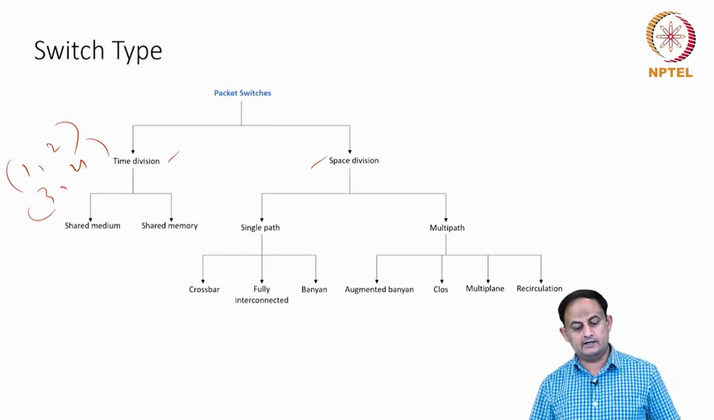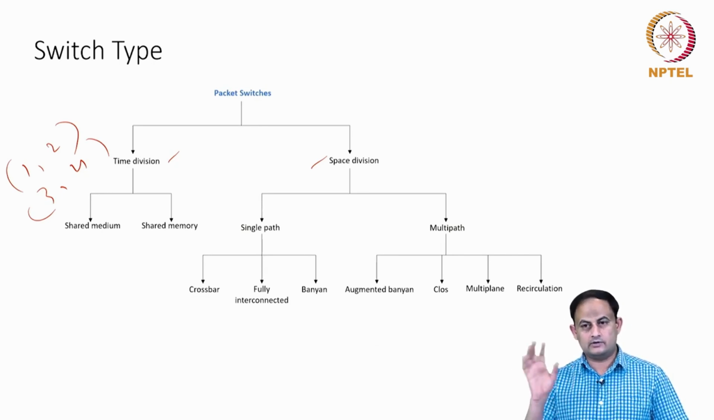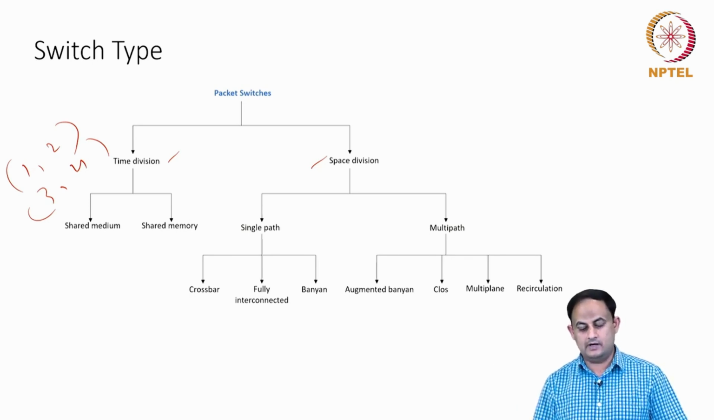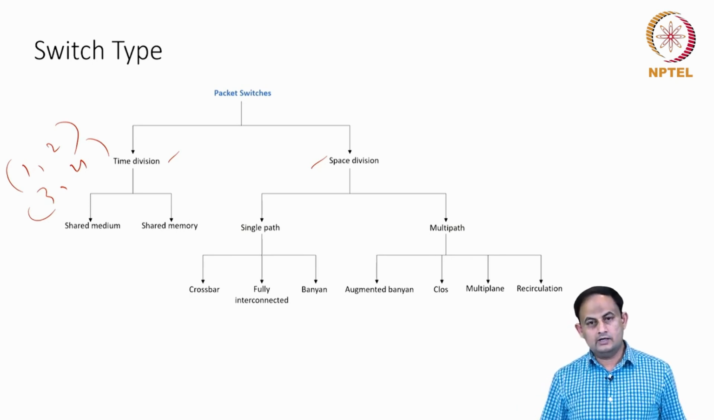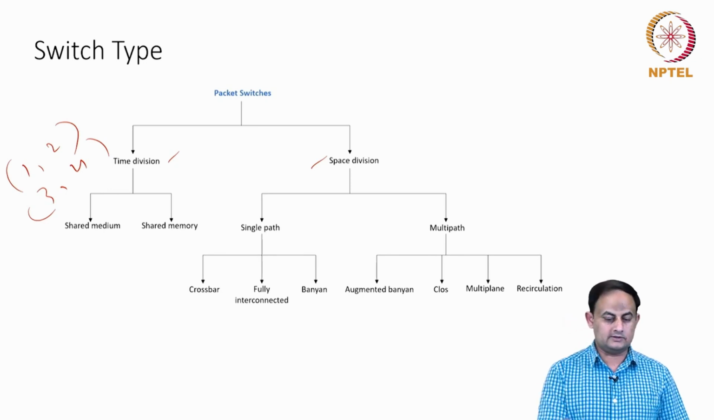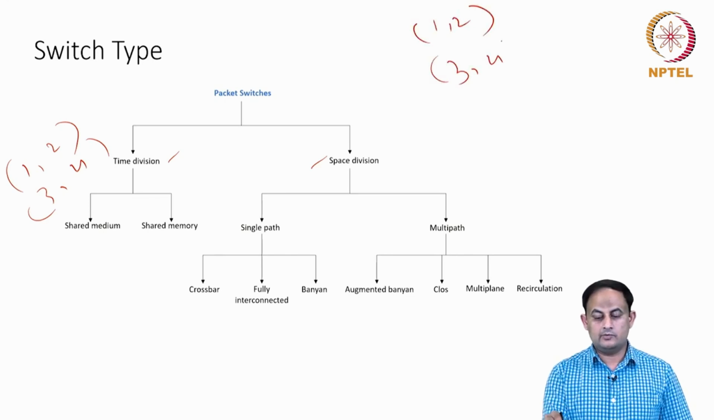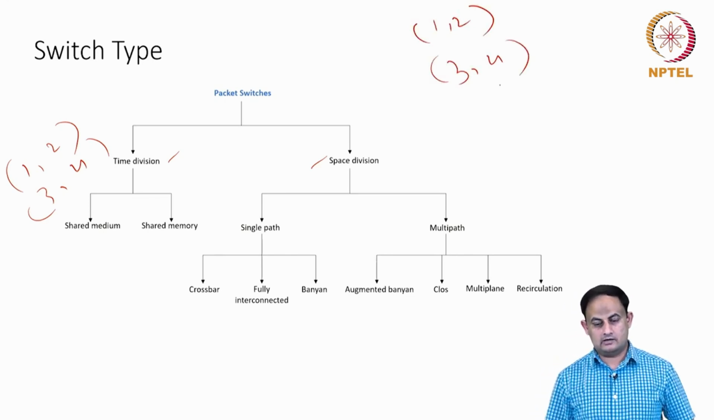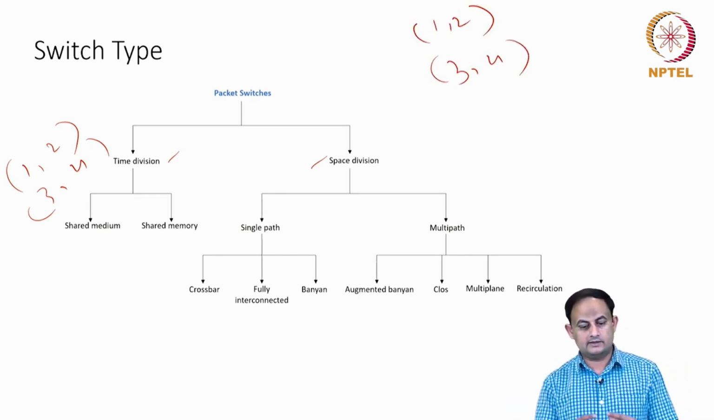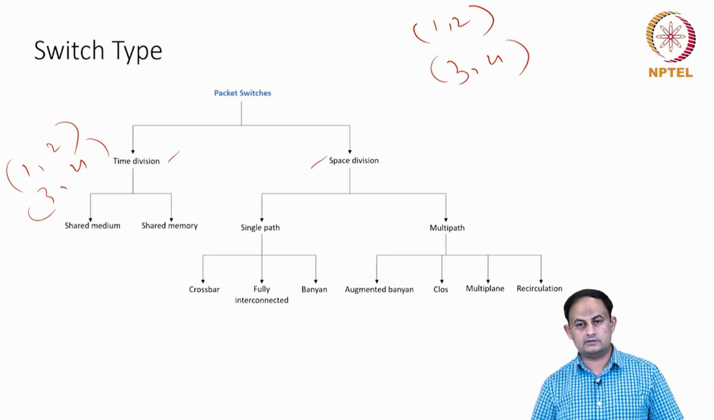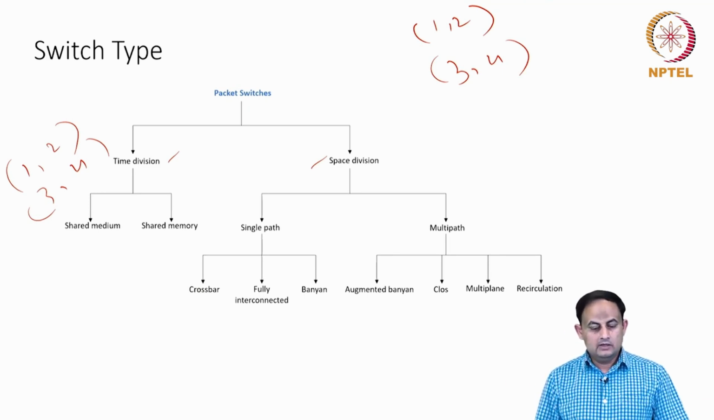The second category of switches are called space division switch fabrics, where multiple parallel connections are possible. So in this case, with the same example, 1 and 2 can talk, and 3 and 4 can talk. These are parallel forwardings that the switch fabric is doing. There is a connection between 1 and 2, and there is a connection between 3 and 4.